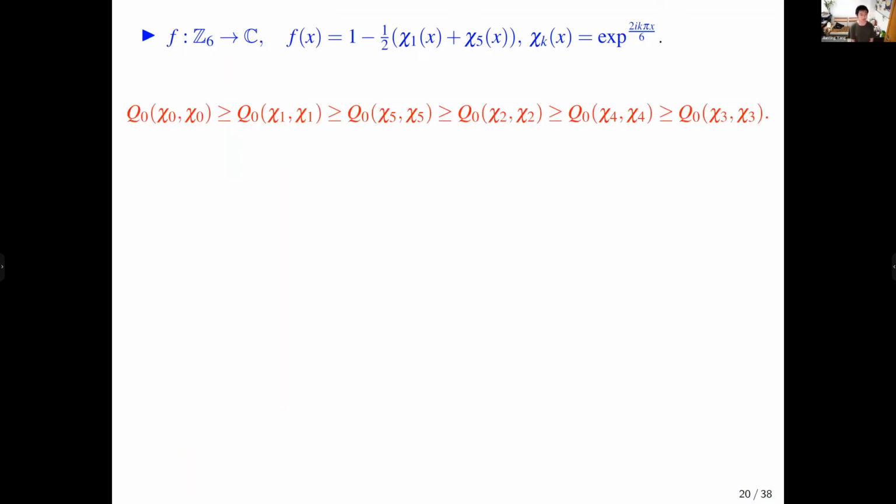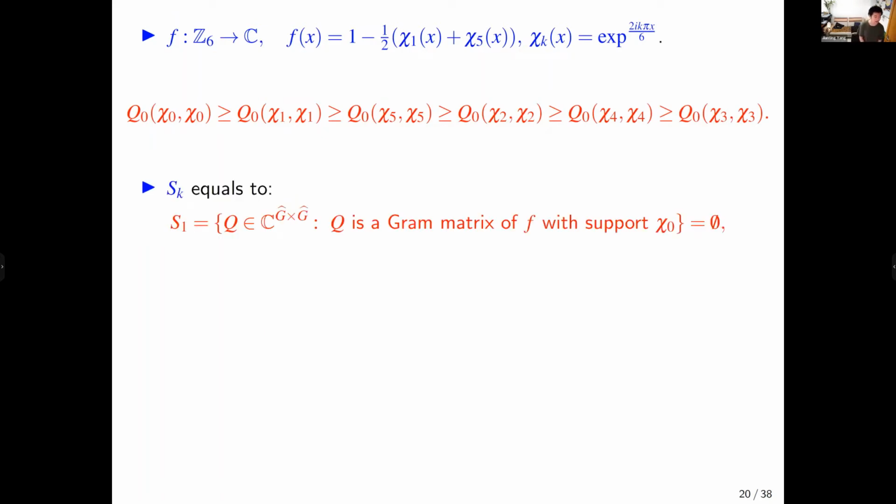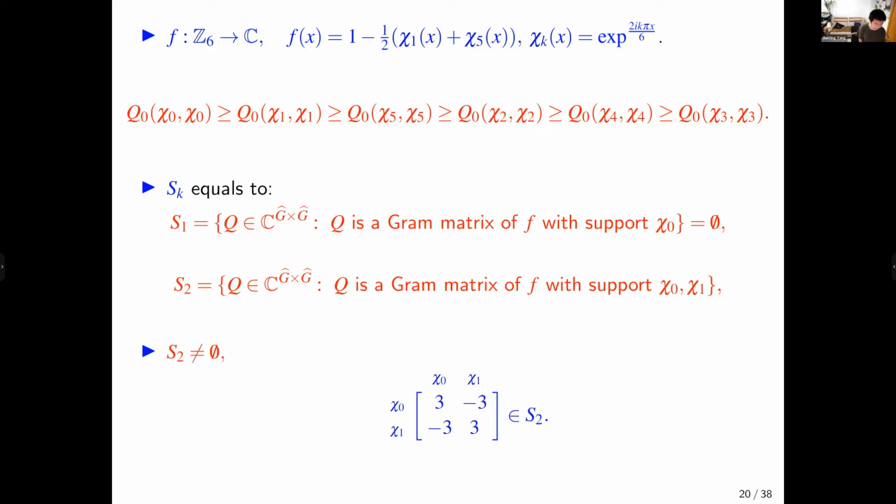So now let's consider the set Sk. Here, S1 is the Gram matrix of f with support just chi0, and it's an empty set. But S2 is the Gram matrix of f with support chi0 and chi1. By an SDP solver, we can find that S2 is not an empty set, and this matrix belongs to S2, which is shown before, and corresponds to an FSOS with sparsity 2.